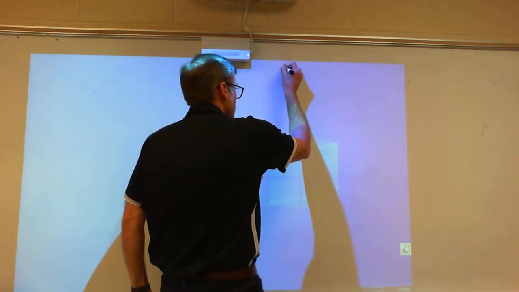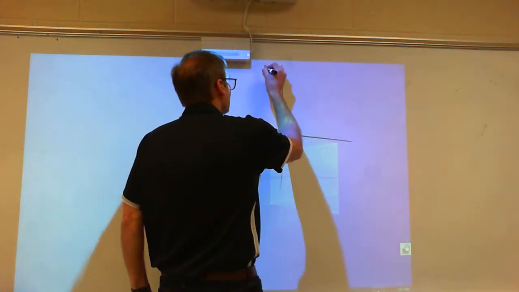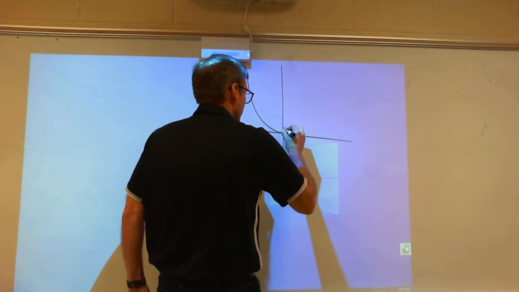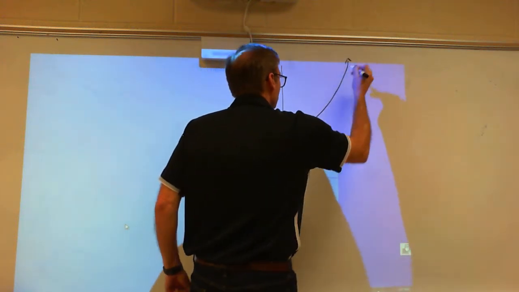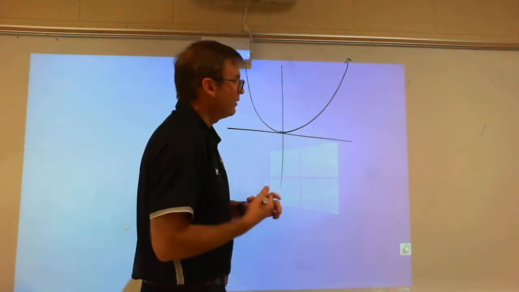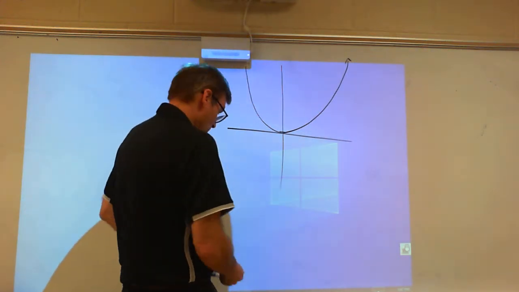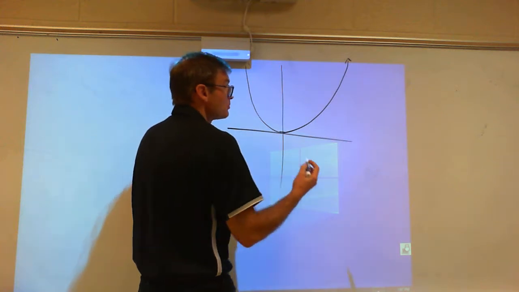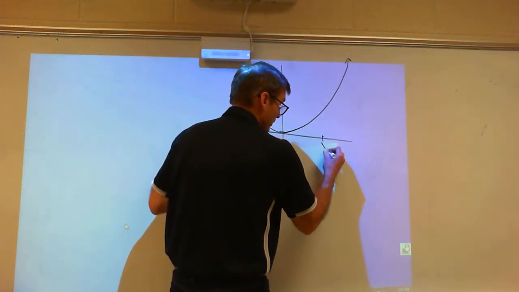And let's see, here's my lovely little parabola. And I'm just going to pick some random spot on my parabola. So my random spot on the parabola is going to be at this point x.